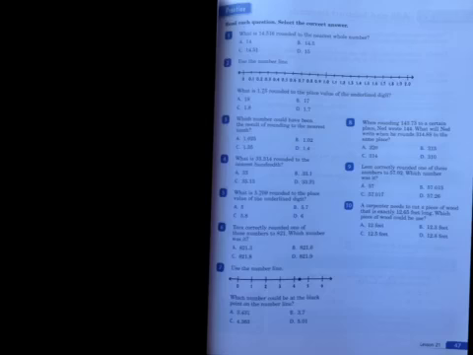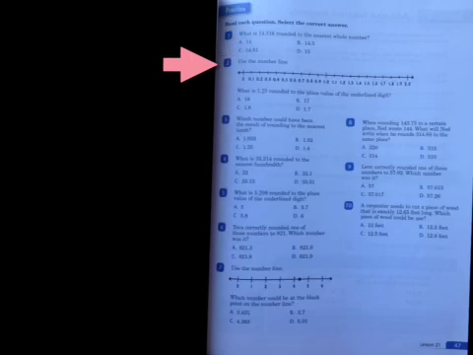Okay, so let's look at number 1. So number 1 reads, what is 14.516 rounded to the nearest whole number? So we know our whole number is going to be 14, so we're going to look at the place value in the tenth place, and that is 5. So we know that is above, so we know that 14 is going to round to 15.